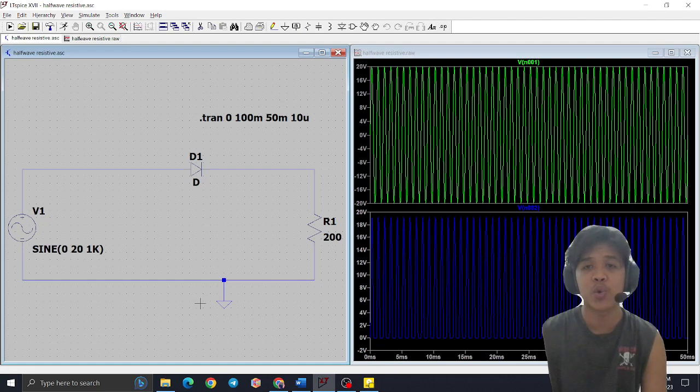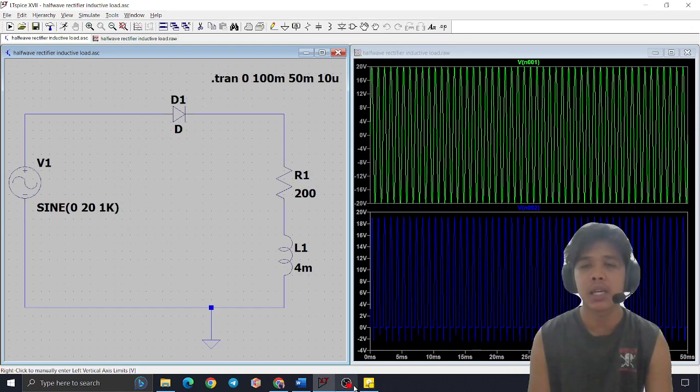So for the output waveform, as you can see at the bottom, it is cut off a little bit from 0 to negative 2 volt. It is because of the resistor that cuts off the remaining current. So that is for the first circuit.